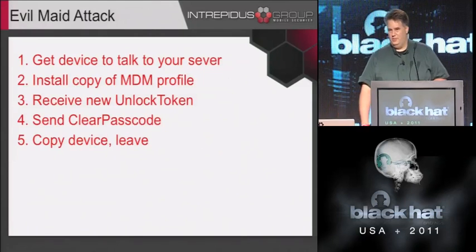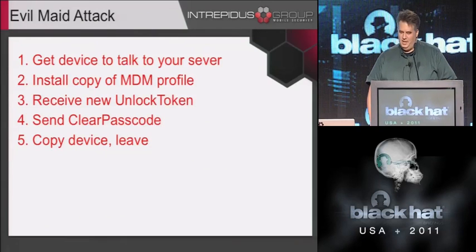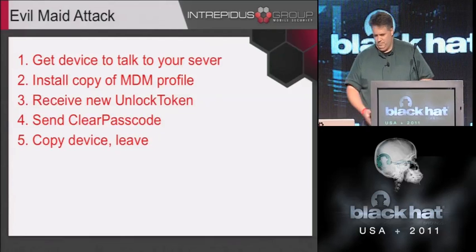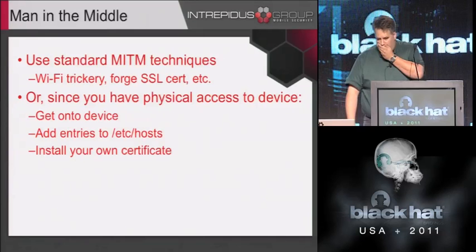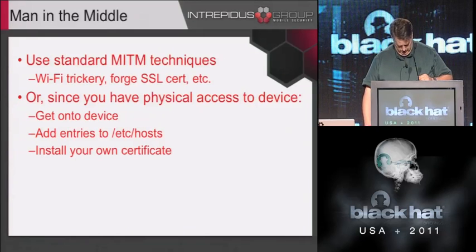So this means that there's an evil maid attack that we can do. If you can get a device to talk to your server, and if you can get a copy of the MDM profile, you can reinstall that on the device and get a new unlock token. Now, the next time you get physical access to the device, you tell it to poll your server, send a clear passcode command. Now you've got access to everything, including all the stuff that's protected by that really long passcode that you can't brute force because it's too hard. You copy the device as fast as you can and you leave. So, dear God, don't do that.